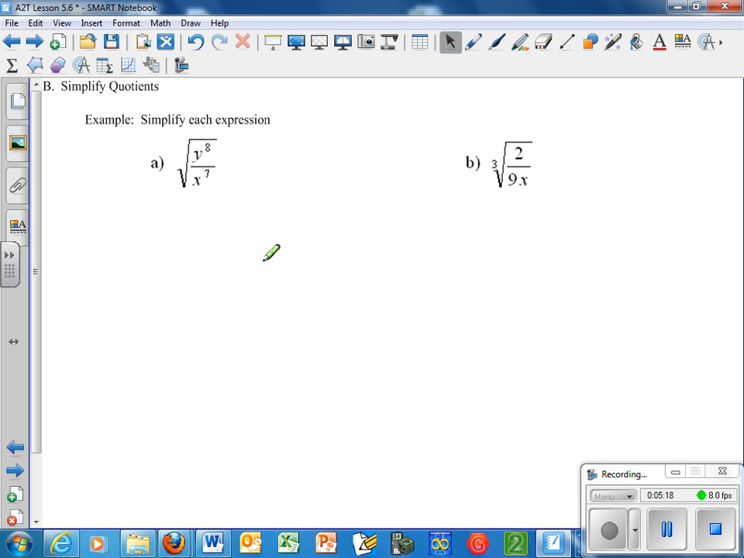Okay, now we're going to look at quotients or fractions. When you're simplifying these, you must rationalize the denominator. And what I mean by rationalizing the denominator is no roots in the denominator.